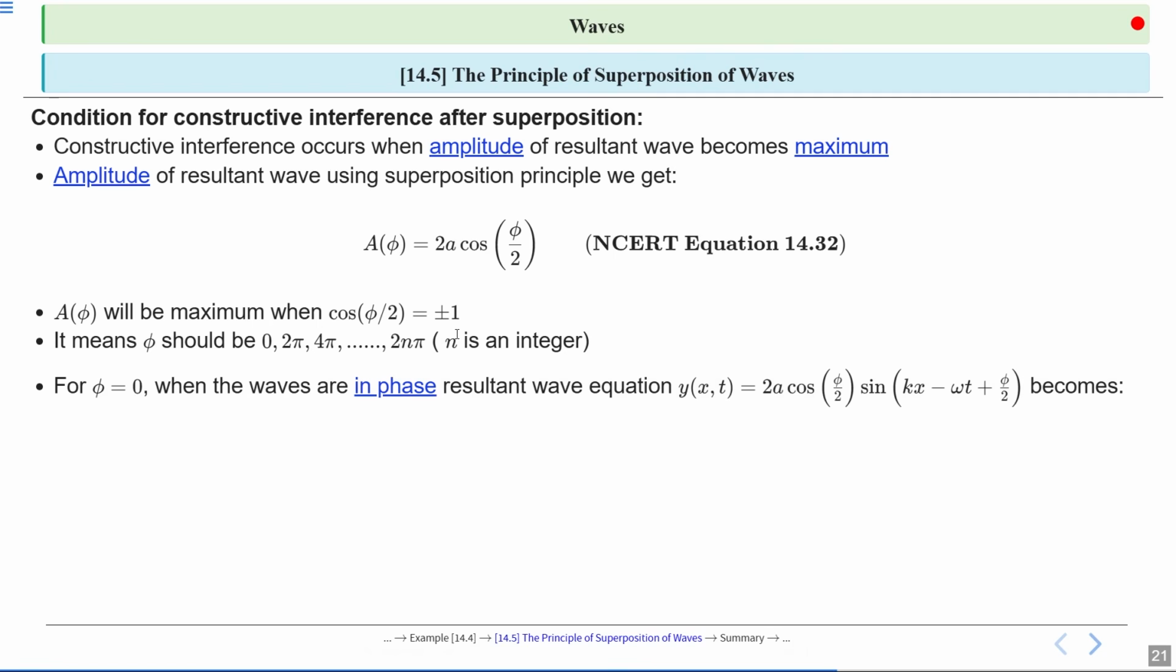So for phi equal to 0, when the waves are in phase, the resultant wave equation y of x,t is equal to 2a cos(phi by 2) sine(kx minus omega t plus phi by 2) becomes y of x,t is equal to 2a sine(kx minus omega t). Remember, this principle is used in many real life applications like noise cancelling headphones and musical instruments.